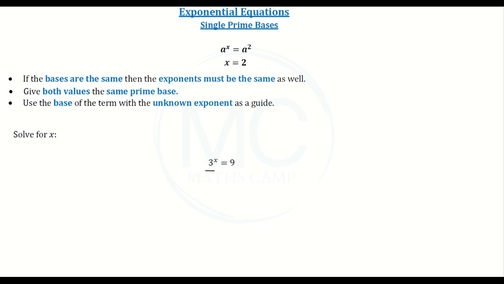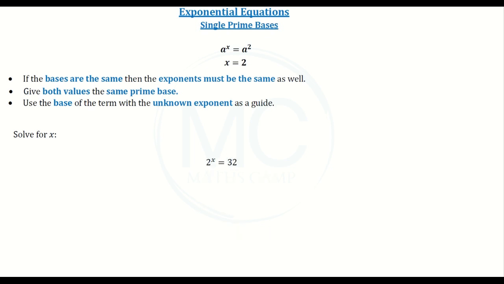So on the left, let's say 3 to the x is equal to, and on the right, we know that 9 is actually 3 squared. So I can say 3 squared. We have a base of 3 and a base of 3, which means that x will be equal to 2. So we say x is equal to 2.